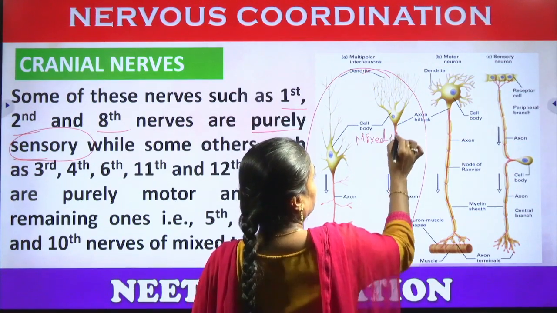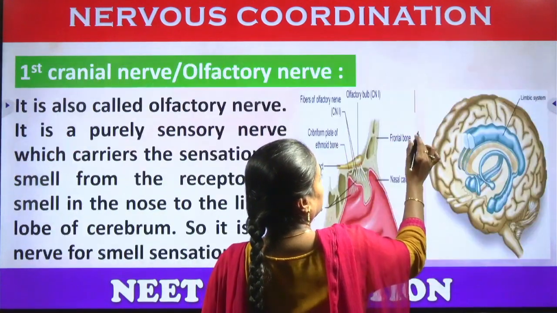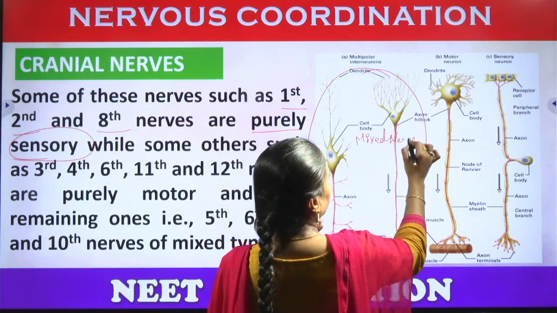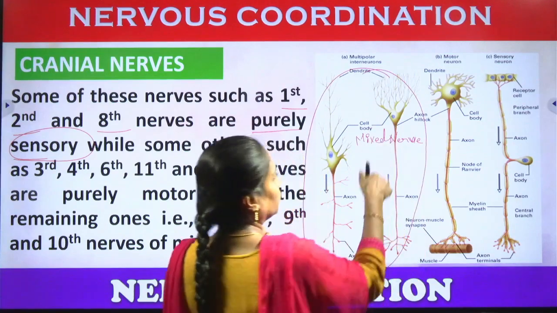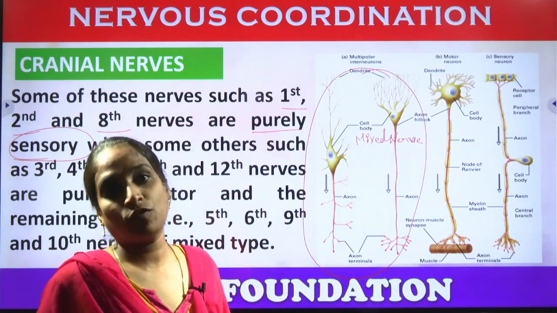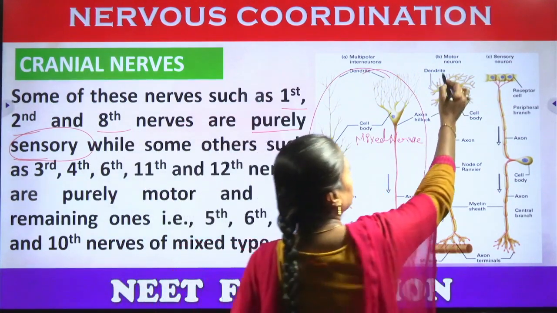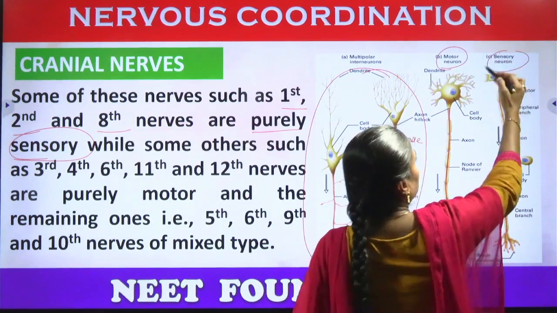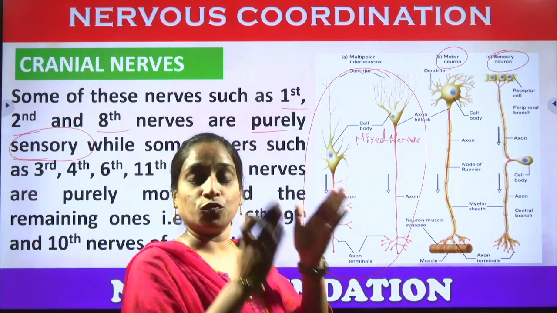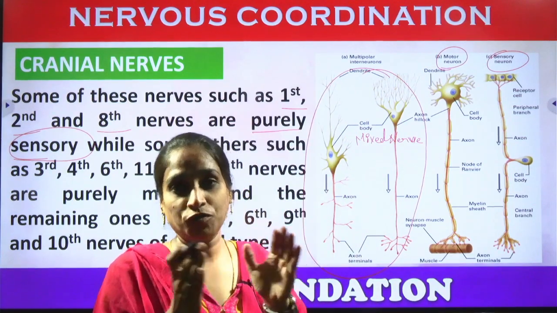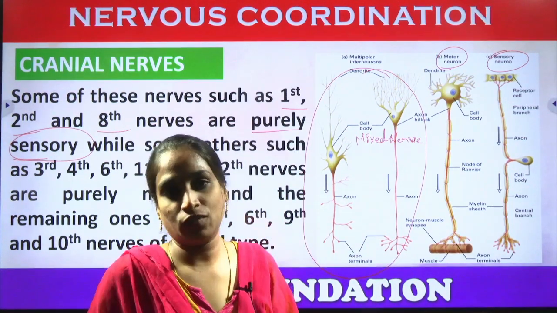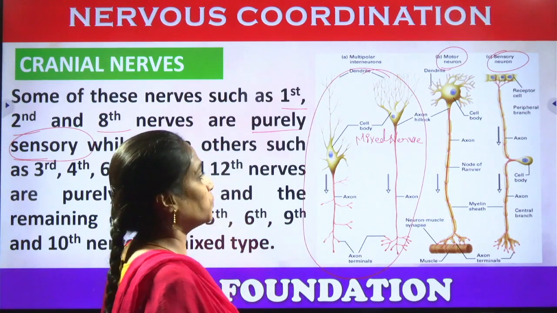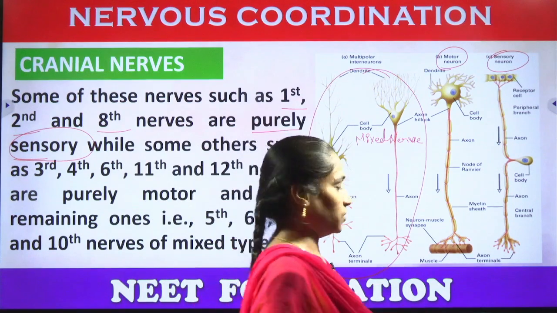This is the mixed nerve. This mixed nerve is responsible for one function, the second type is the motor nerve, and the third one is the sensory nerve. So which type of nerve, what is the count of the nerve, what kind of nerve it is, and what kind of function it plays during the response or stimulus receiving process.